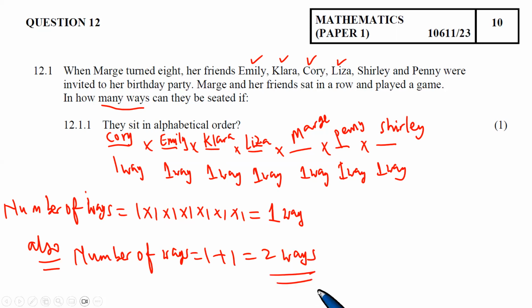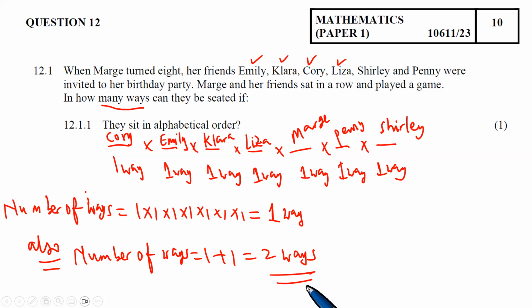Because if it's an alphabetical order, I sit here, then Emily, then Clara, then Lisa, then they play the game. When Marge turned 8, remember those who are 8 years old, they are still in grade 3. And in grade 3, they want to play a lot of games, and they played a game. So now Corey could either sit at the beginning or sit there. Could start from the left or start from the right, and then the others follow. So you can look at this question as a two-way approach to say there are actually two ways there.